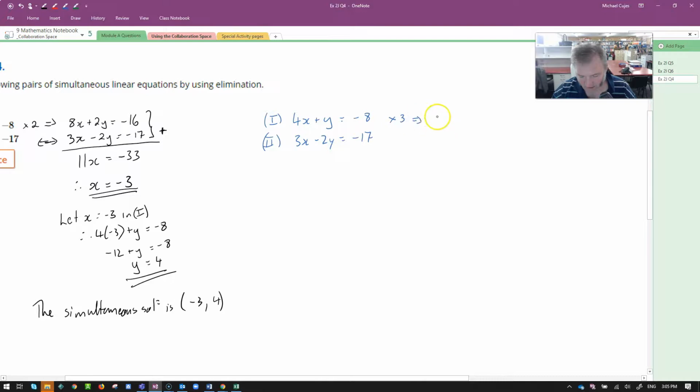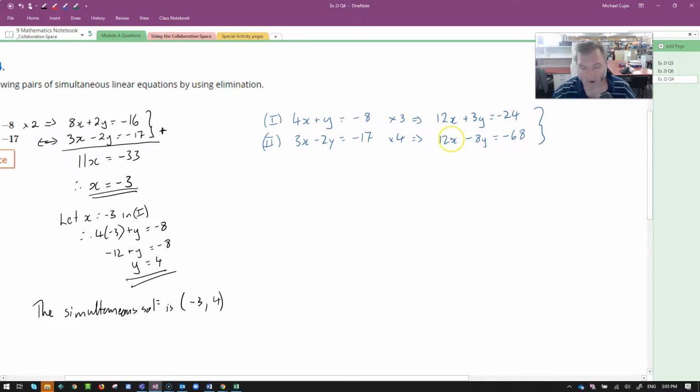What's that going to give me? It's going to give me 12x plus 3y equals negative 24. And if I multiply the bottom equation by 4, every term gets multiplied by 4, I'm going to get 12x minus 8y equals negative 68. Okay, I've got my two equations there.